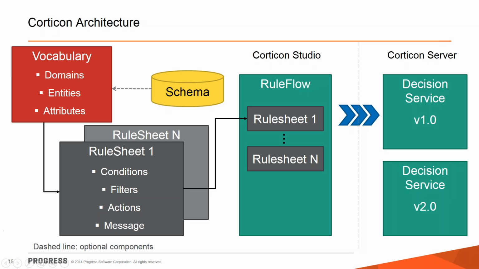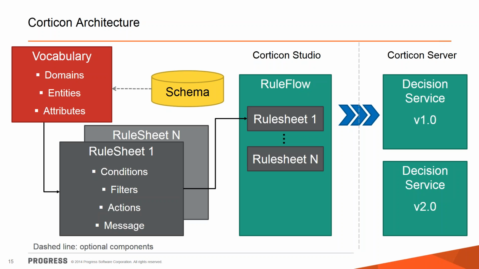Once we have the vocabulary in place, we can write the rule sheets for Corticon, by defining the conditions, defining the filters, what actions need to be performed, and what message we should show when this particular rule sheet gets executed. So we can have n number of rule sheets modeled based on the vocabulary, and once we have rule sheets in place, we design a rule flow out of them, how a rule should flow, how the process should go. It's a simple drag and drop. We can model a rule flow, and then we can deploy this rule flow into a Corticon server where it is exposed as a decision service, and we can create multiple versions of the decision service.